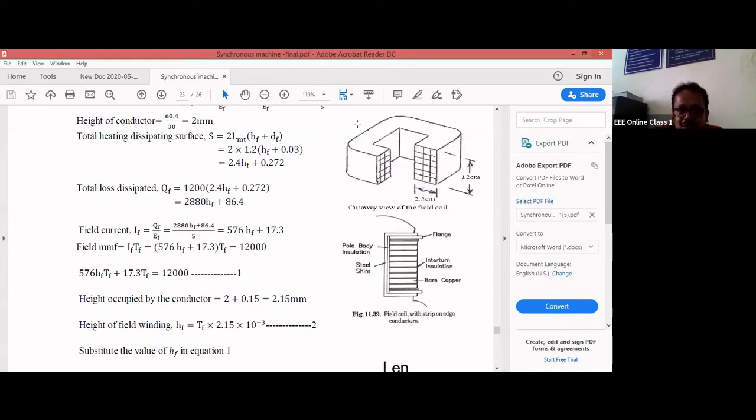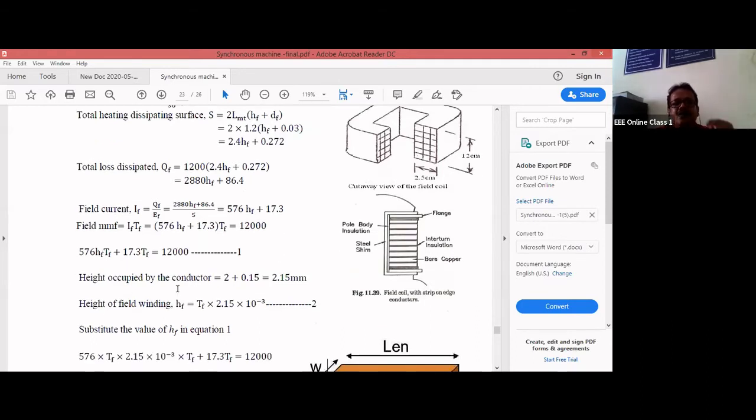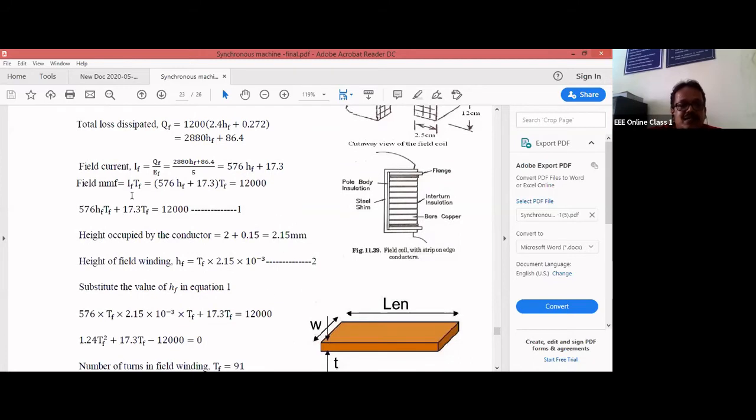Because it is a single layer, the number of turns into this conductor height gives the height of the field winding. Height occupied by the conductor is 2.15 mm. So the height of the field winding is TF, the number of turns, into 2.15, which is the height of the conductor. TF into 2.15 times 10 power minus 3 is equation 2. This is the height of the field winding. Once you get the height of the field winding, substitute HF in equation 1.